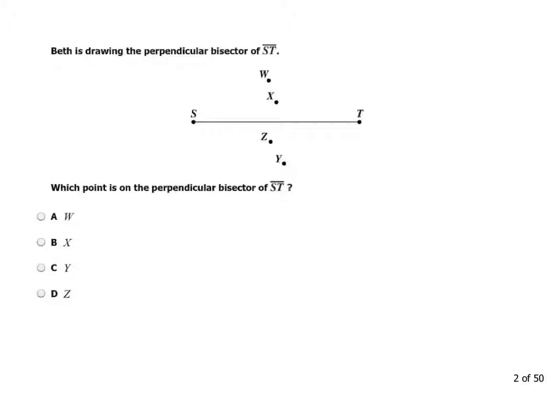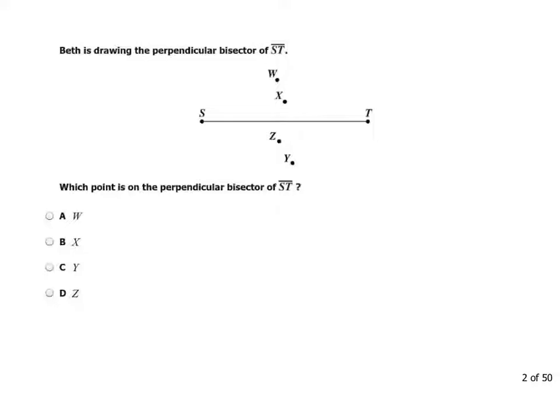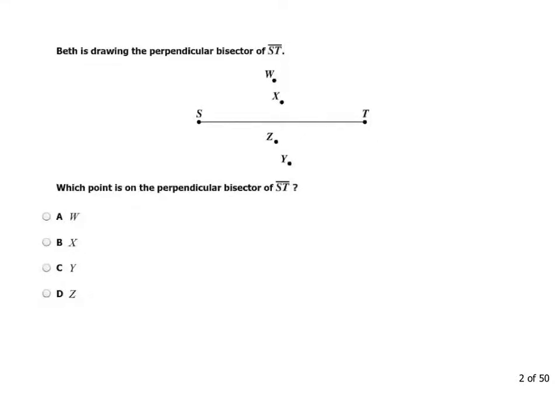Question number 2. Give you a chance to look at it and read it and see what you think. Which point is on the perpendicular bisector? For this type of question, what you want to do is get your ruler out on the SOL. And once you get the ruler out on the SOL, you want to go ahead and place your ruler. Okay, so here we go. Here's the ruler, and I'm going to sit it on the line, straight on the line.